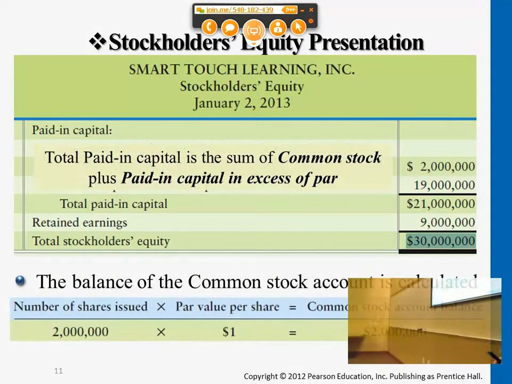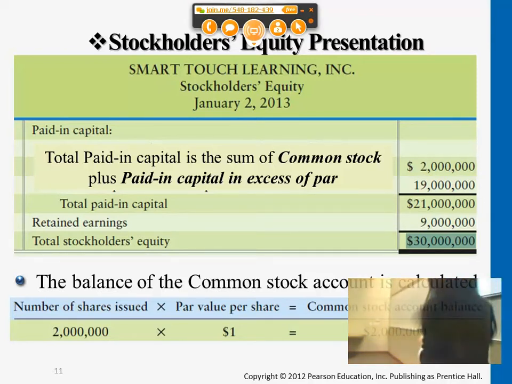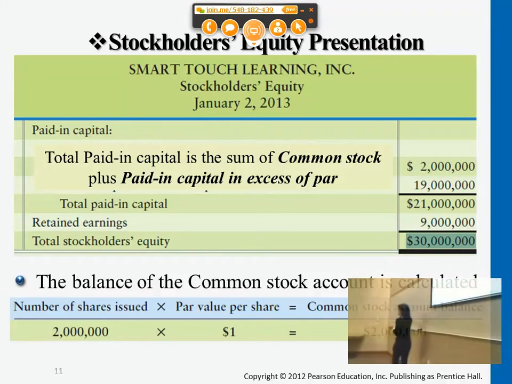Total paid-in capital is the sum of common stock and paid-in capital in excess of par. That's the $21 million part. And the balance, how we get to this $2 million, is just the number of shares times face value. So always keep in mind that common stock always holds just the face value times the number of shares.